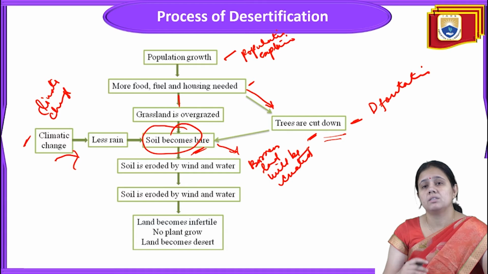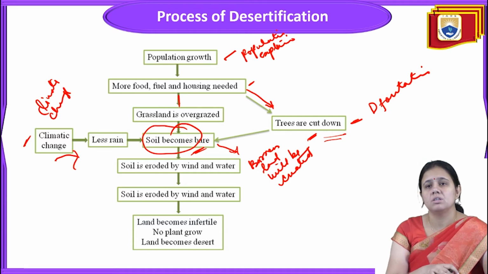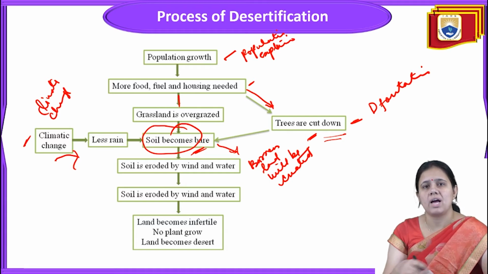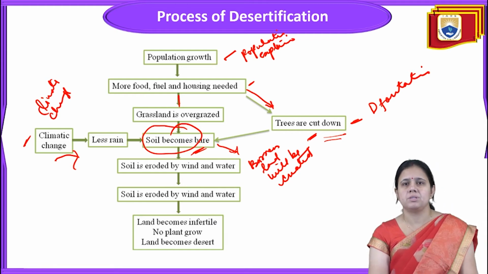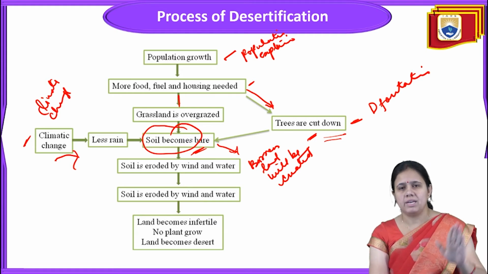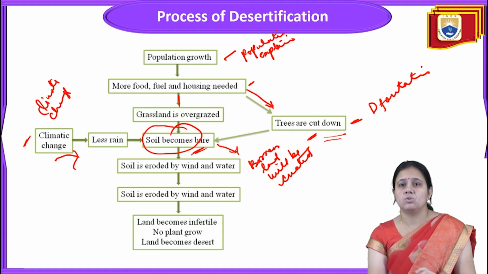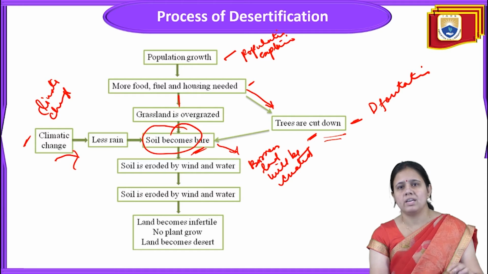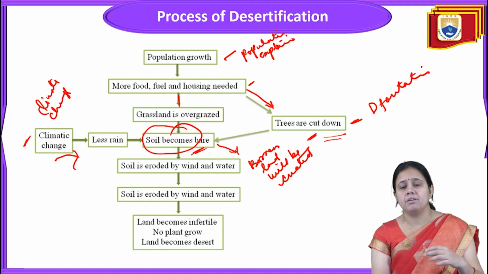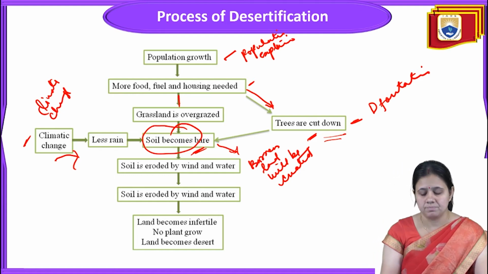So this was the reason: population growth, deforestation, and climate change are all interconnected, and this causes the soil to lose its fertility because of more demand for food, fuel, and housing. Due to climate change, there is less rain. Due to deforestation, no tree is there. So that's why the land will become barren land. And then soil erosion will occur by wind or water. And then that land becomes infertile, no plant growth, land becomes desert.